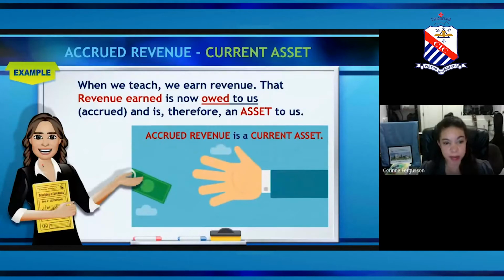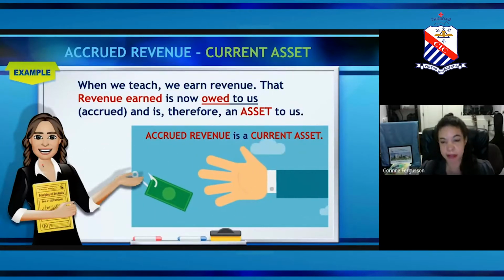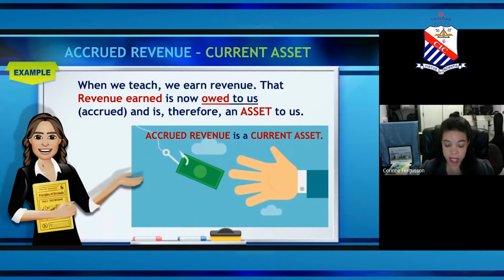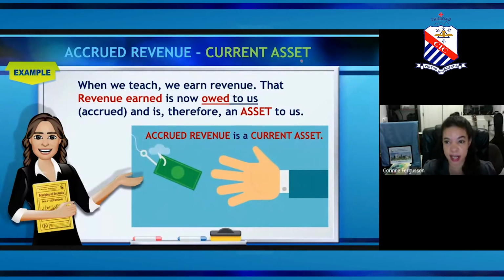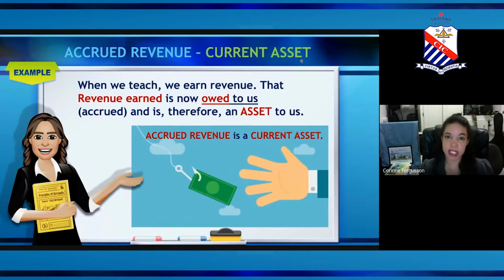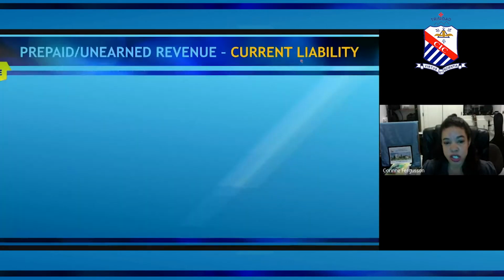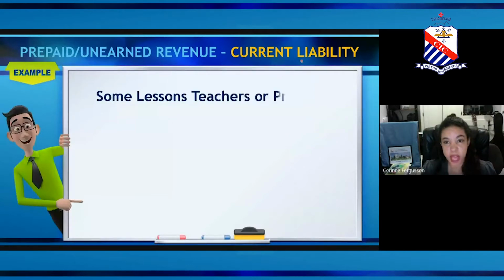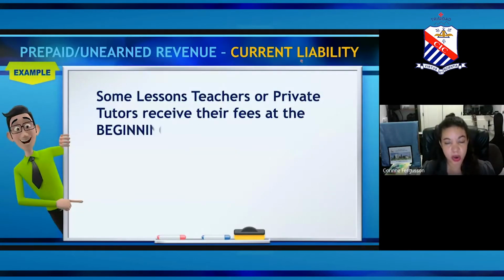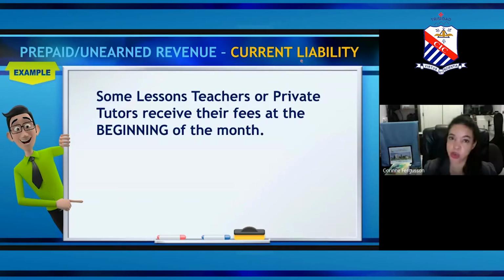If I receive my money at the end of the month, that means I have earned my money already. So that would mean that that is a current asset. It would be the same for the lessons teacher. Just to make it clear, whether it's a current asset or a current liability will depend on when you receive the money as opposed to when you earn it.